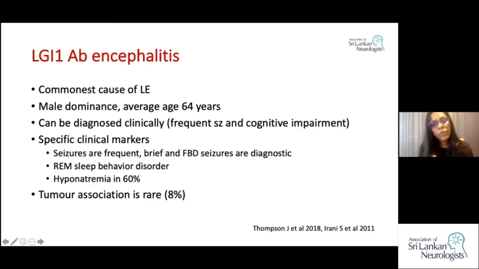So when you look at the underlying cause here, unlike the other limbic encephalitis, the tumor association is rare. So they think it's more, again, genetic. When they look at these patients, they have identified about 95% to be associated with certain HLA types. So why some people are more likely to develop this seems to be more genetically determined.